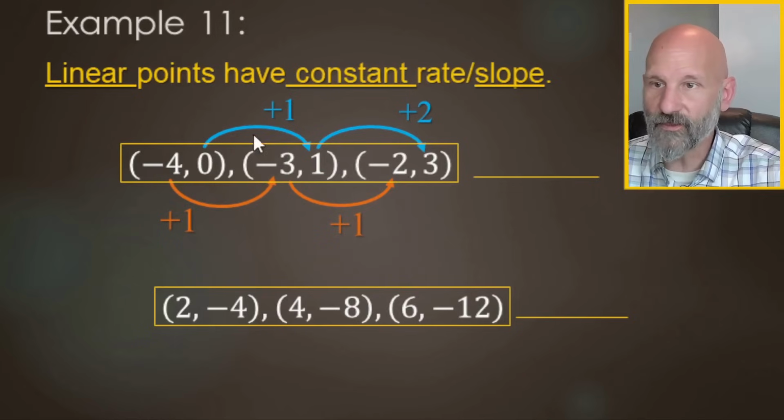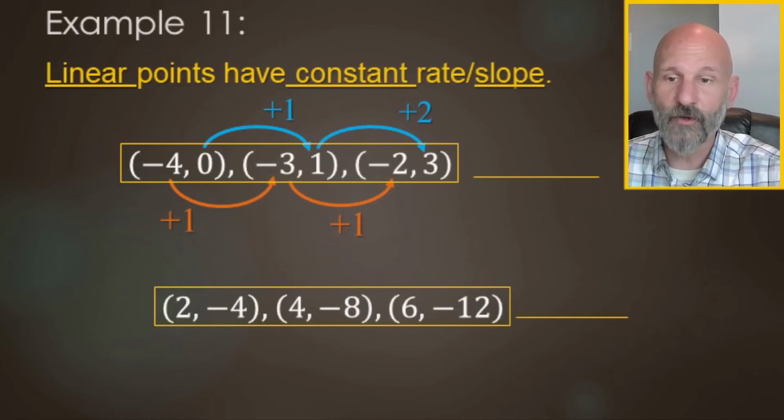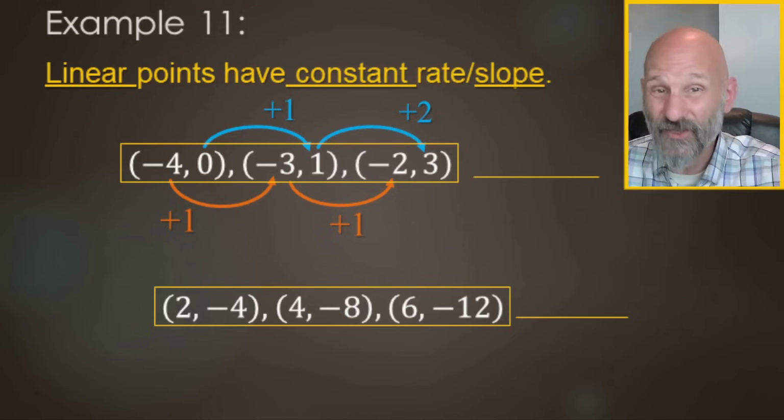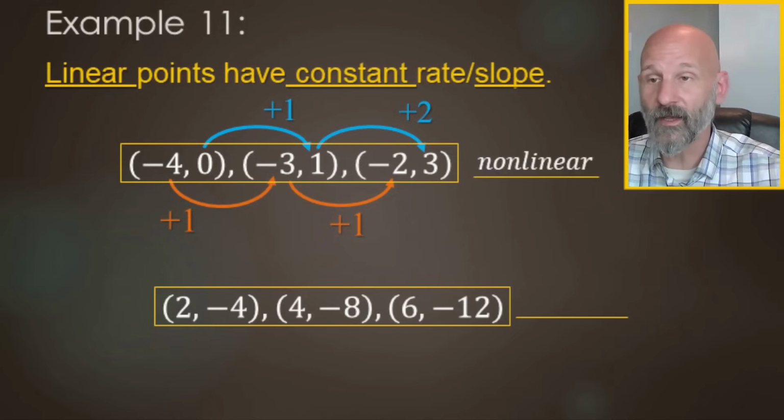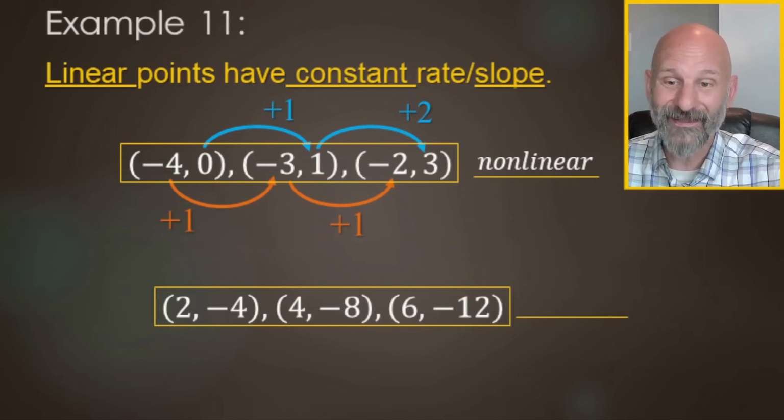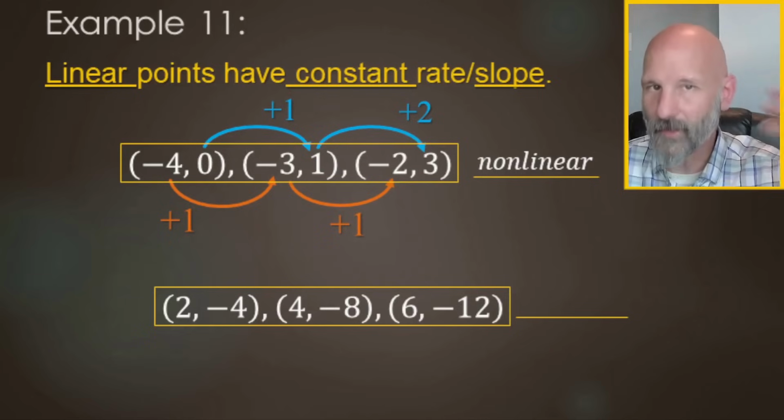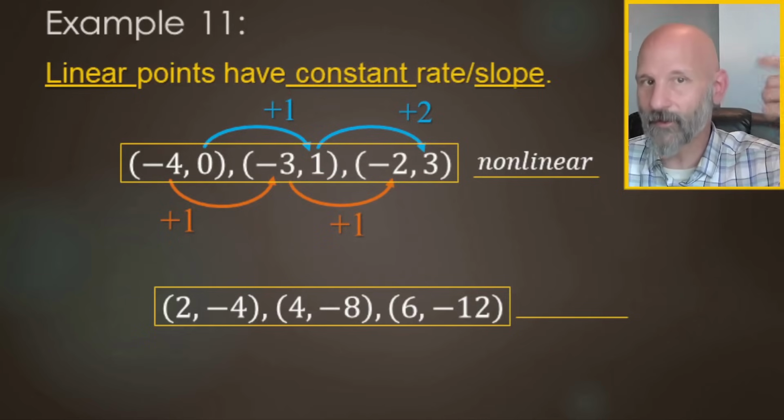So between these 2 points, it's a 1 over 1. Between these 2 points, it's a 2 over 1. So the rate or the slope changed in between those ones. Between the first two and the second two, they have a different rate or slope. So not a constant rate, therefore nonlinear.